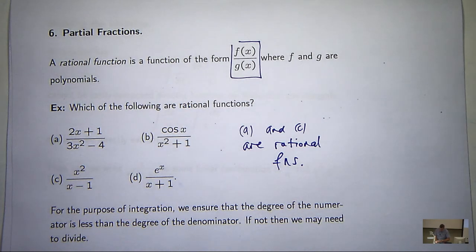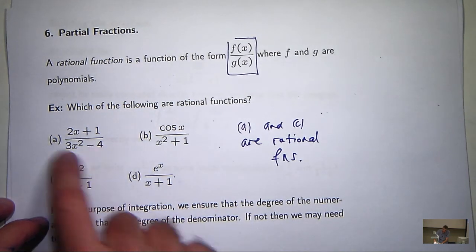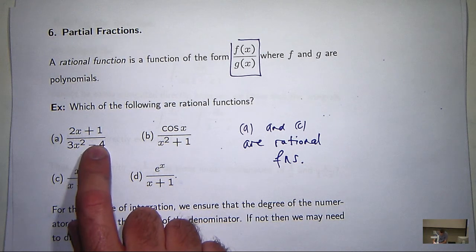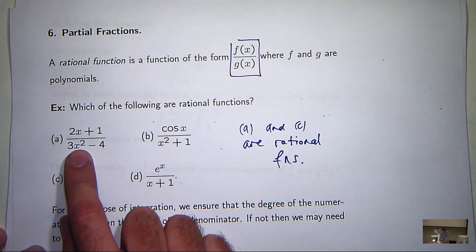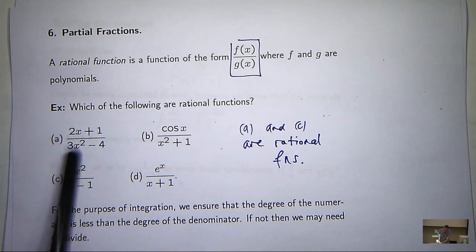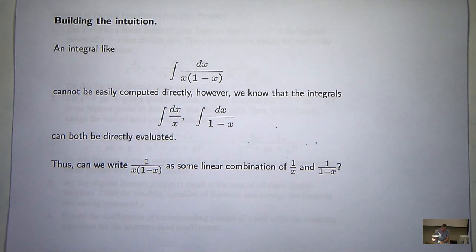Now we're also going to assume that the degree in the numerator is less than the highest degree in the denominator. So you see how up here the highest power is x to the power 1, whereas down here the highest power is squared. Whereas here it's reversed. We're going to look at these kinds of functions and their integrals.